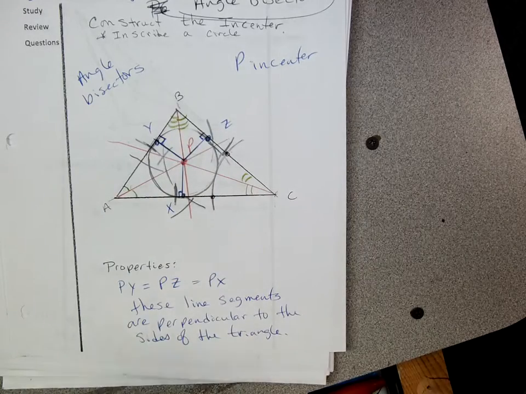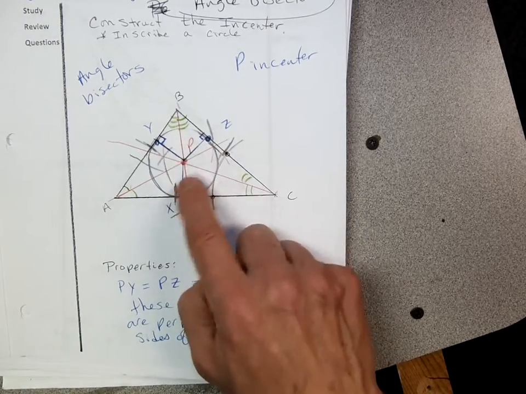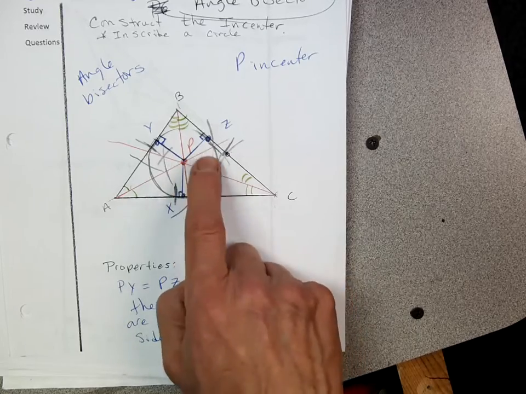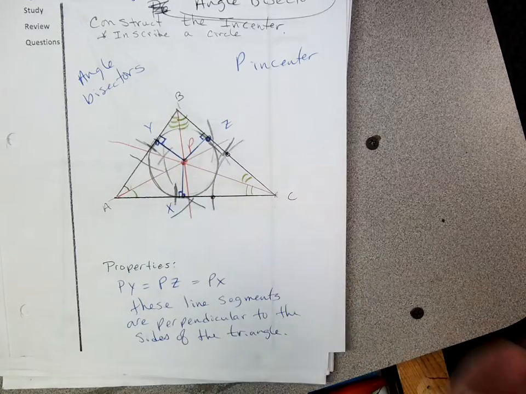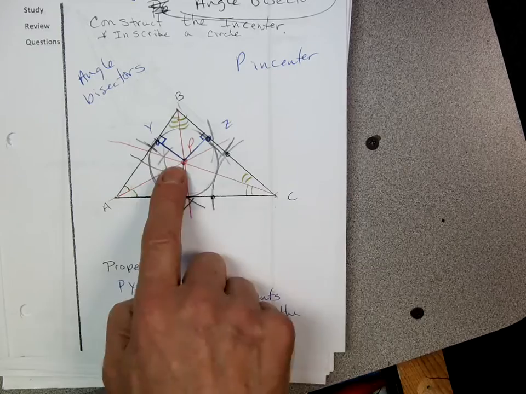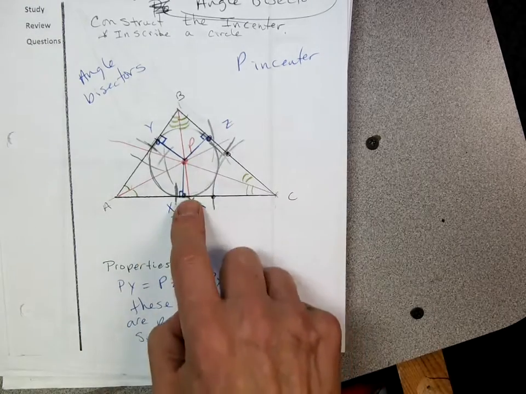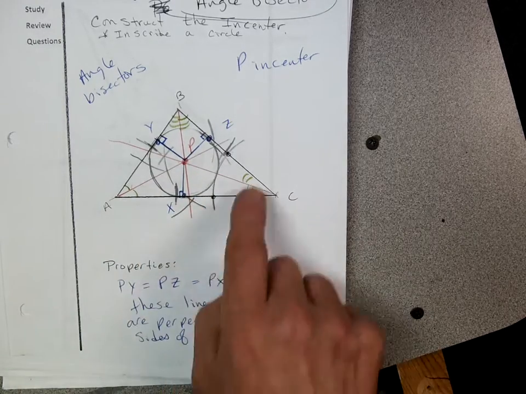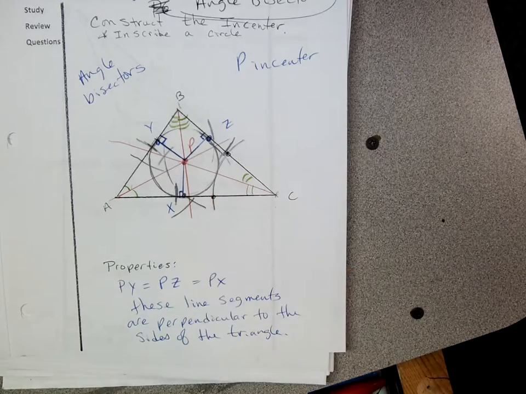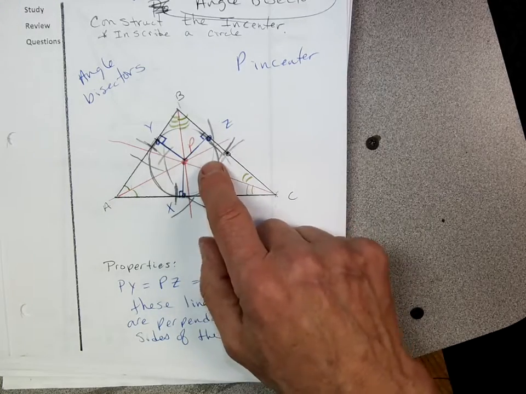Now, obviously, if all three of these blue lines are radii of the same circle, then they have to be equal. So I do know that PY has got to be equal to PZ, which has got to be equal to PX, and that's what our theorem says, these are equal. And it makes really obvious sense once we draw in the circle.